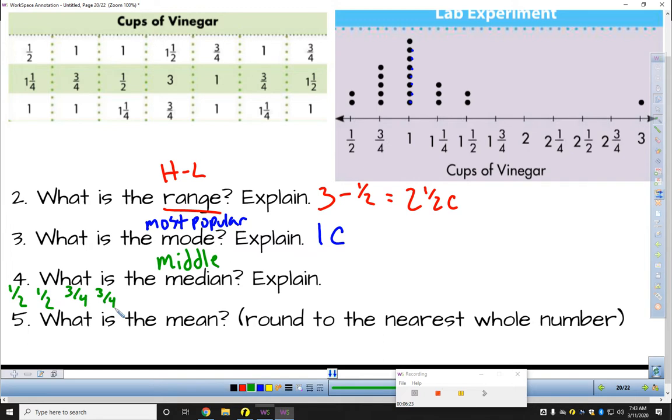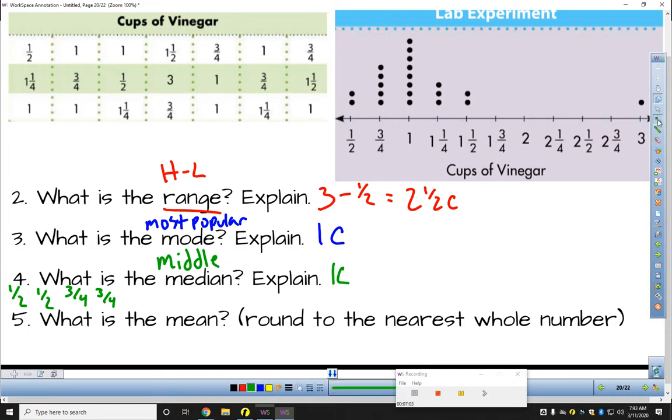Or I can use the line plot here, and I can cross off a low one, cross off a high one, cross off a low one, cross off a high one, low, high, low, high, until you're left with 1 left, and the median here is 1 cup. Right? That means the exact middle of this data set is 1 cup.